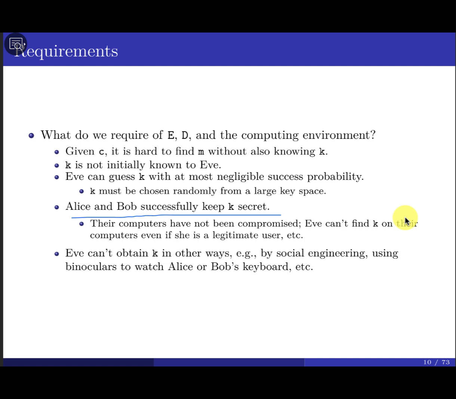Eve cannot, for example, obtain the key in any way: social engineering tricks on the user, or just watching how Alice and Bob type their keys on the keyboard. The same thing reminds me of when my kids ask me to look away when they log into their computers. Why? They said I'm not supposed to see their password or login information.